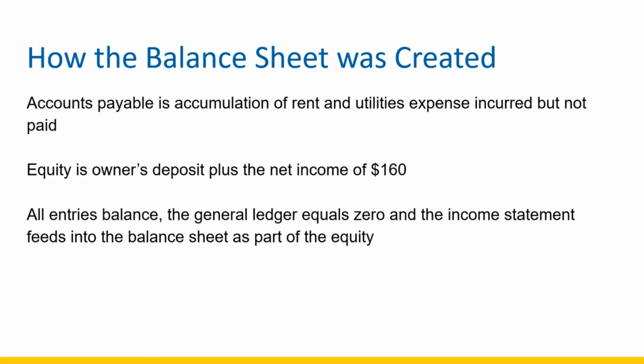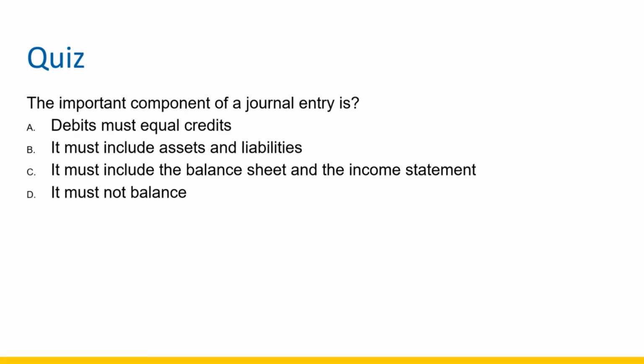So in this particular situation, I want to make sure that I recognize the rent expense and the utilities expense in the period that it is incurred. So the equity is the owner's deposit plus retained earnings, which is the net income of $160. So all of my entries balance, my debits equal my credits. And again, if I total every single account in my general ledger, the total would be 0 because all my debits equal credits.